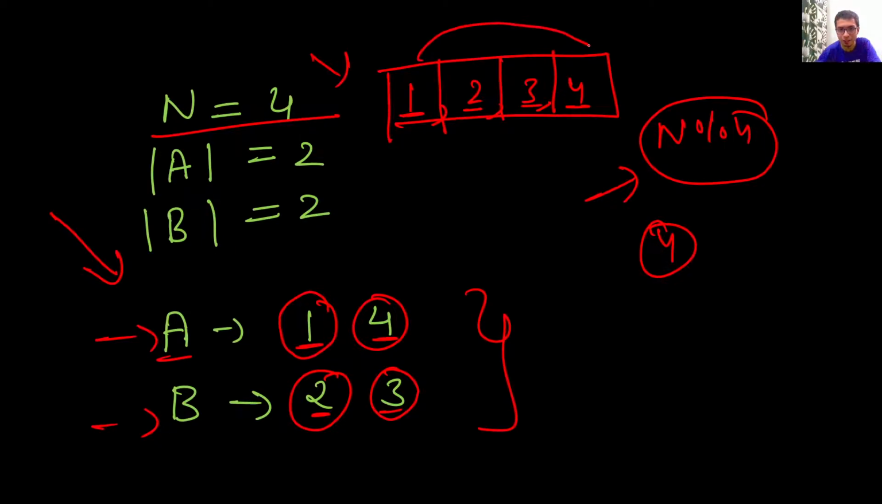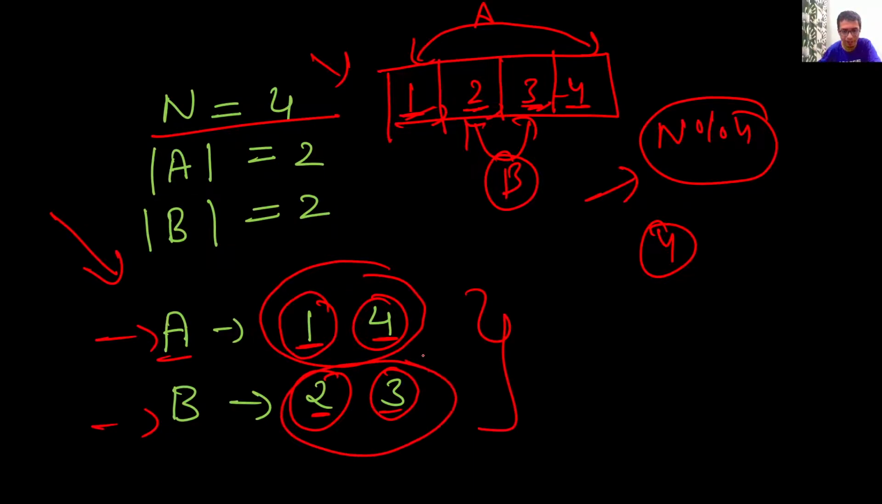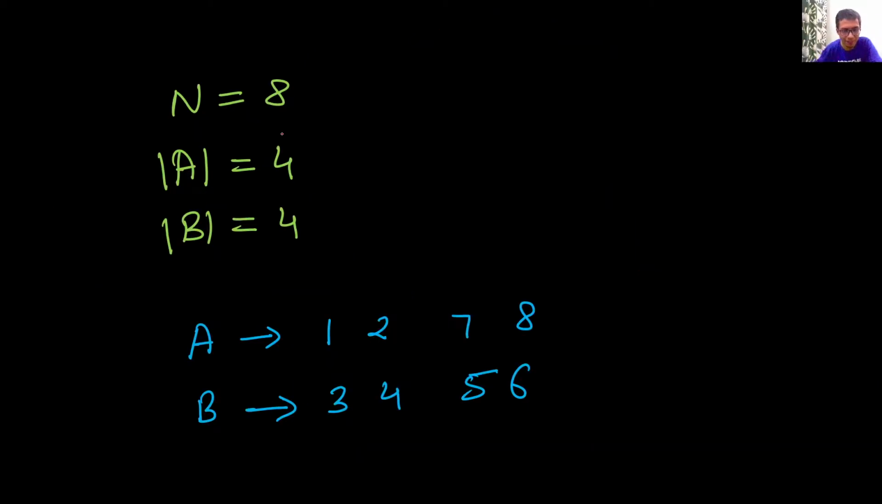I'll take the first part and the fourth part. I'll take the second part and the third part. And using 1 and 4, I'll make A, and using 2 and 3, I'll make B, right? So 1, 4 are making A, and 2, 3 are making B. And we already know that these two arrays are going to satisfy all the conditions. Now let's see whether they will satisfy these conditions for 8 or not.